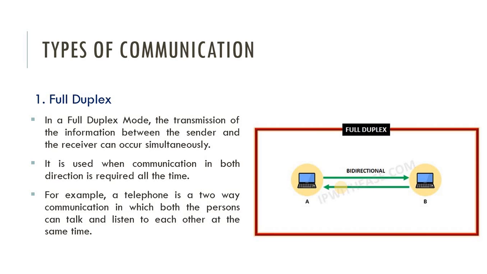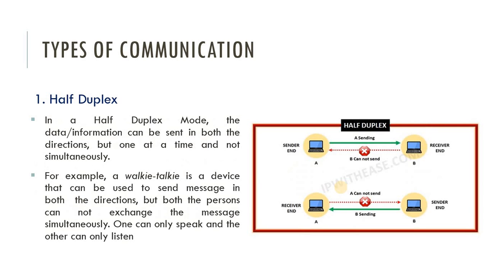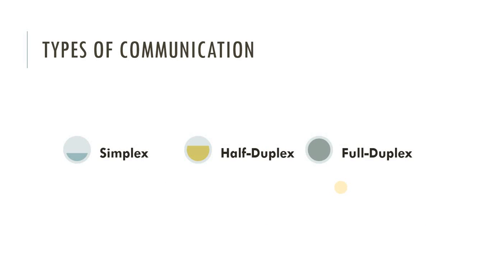So there are mainly three types of communication: full duplex, half duplex and simplex. In simplex, the sender can only pass the information, and the receiver is not able to reply back. In half duplex, the sender can send data, and at that time the receiver is not able to reply, but after some time the receiver becomes the sender and is able to reply back. In full duplex, both the sender and receiver are able to communicate or exchange data at the same time. So these are the three different types of communication.